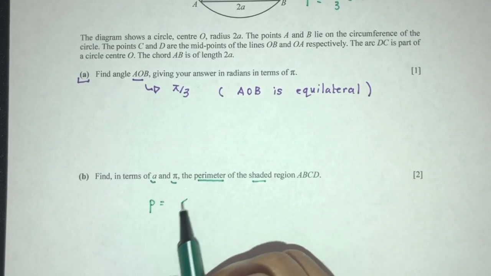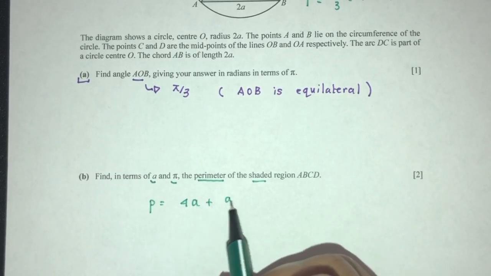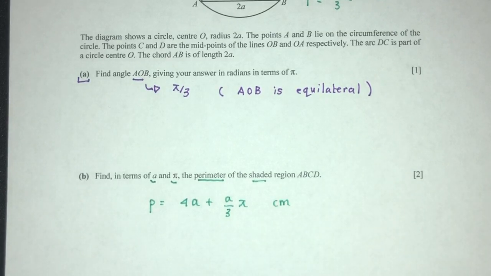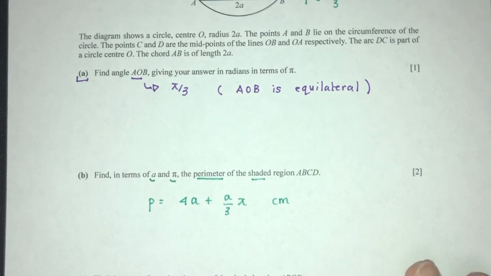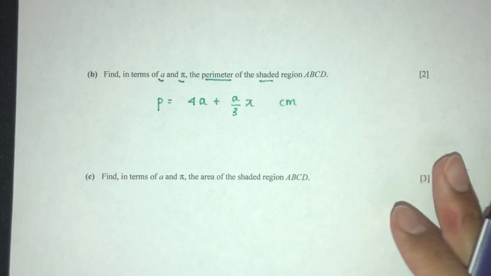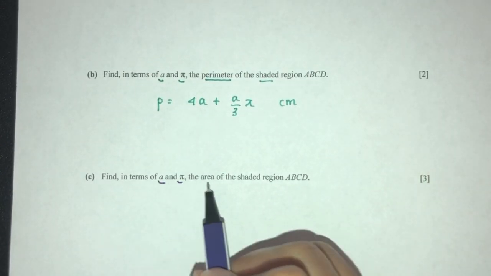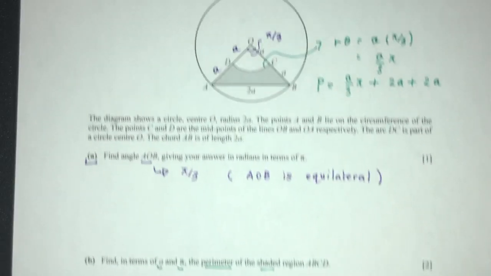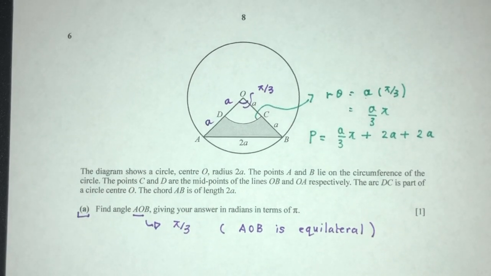The answer will be 4A plus A over 3 pi centimeters. That will be part B of your question. Now let's move on. Part C, we have to find in terms of A and pi again, the area of the region. So how would you find the area? Well, let's think. It is always a step by step of how we can find that.